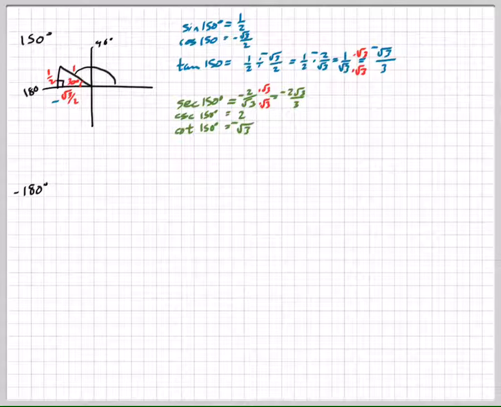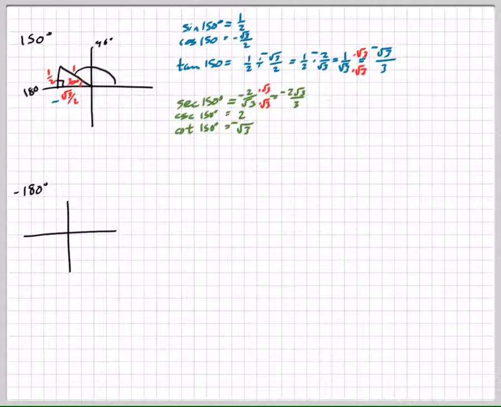What about negative 180 degrees? Now, because it's negative, which direction do we go when we graph it? To the right, which is clockwise. So I'm going to go this way, and I stop right there at the 180 degree terminal side. But I can't draw a triangle because I'm on the x-axis. So how do I do this?